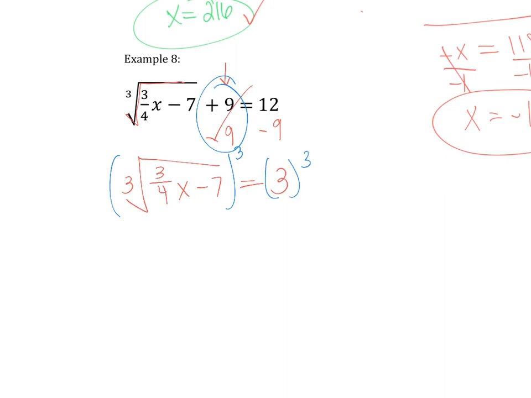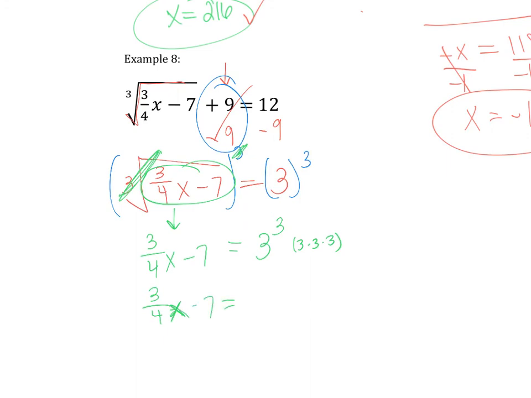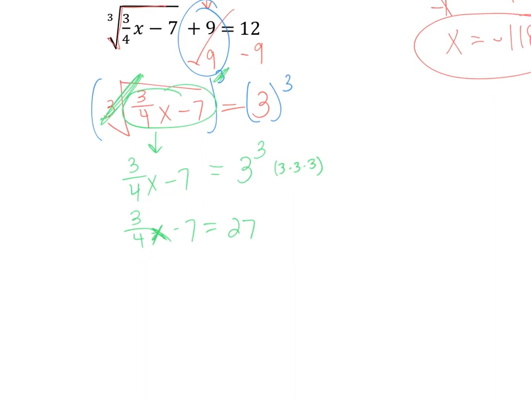When I cube each side, the radical cancels and the exponent 3 cancels. So anything that's inside the radical drops out, okay? So now I have 3 over 4x minus 7 equals 3 cubed, which just means 3 times 3 times 3. And I know that 3 times 3 times 3 is equal to 27, okay? Now it's a two-step equation, okay? I need to get x by itself by adding 7 to both sides.